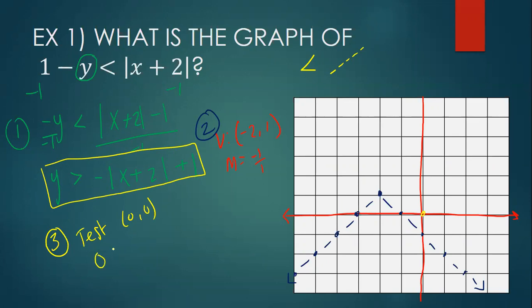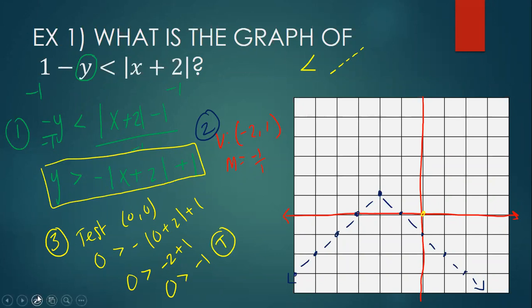So we have 0 is greater than -0 plus 2 plus 1. 0 is greater than -2 plus 1. 0 is greater than -1. Is that a true statement? That is a true statement. So that means where 0, 0 is, is where I'm going to shade.